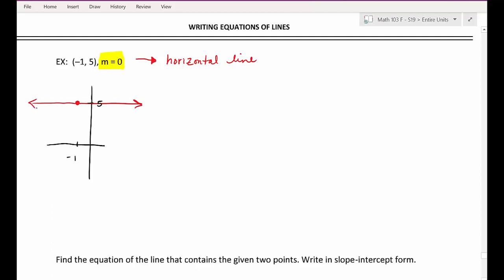If you recall, horizontal lines are always y equal to a number. I have trouble remembering that, so what I always think of is what axis the line is crossing. Whatever axis it is crossing, that's the variable we're going to want to use. So it's crossing the y-axis, so I know it's going to be y equals a number. And just look at what y value: y equals 5.